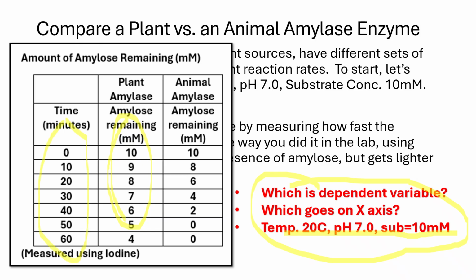The time is going to proceed regardless of what the enzyme is doing. The march of time is not dependent on how fast the enzyme is working. How fast the enzyme is working, or how much of the amylose has been digested or destroyed or hydrolyzed, is dependent on the time. Okay, so the time will go on the x-axis. The amount of amylase remaining will go on the y-axis.